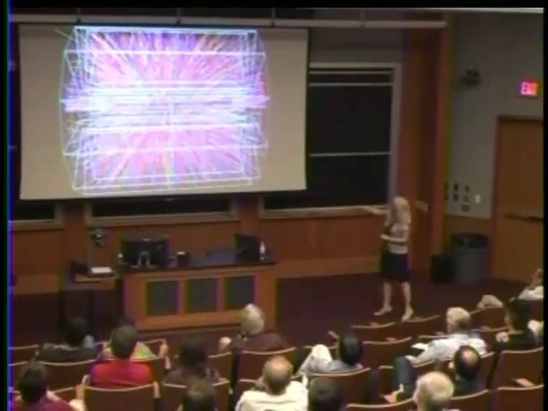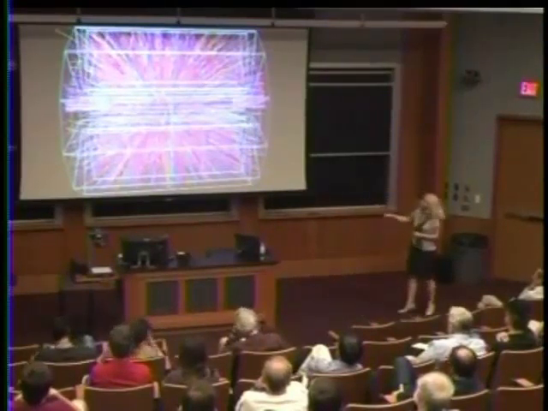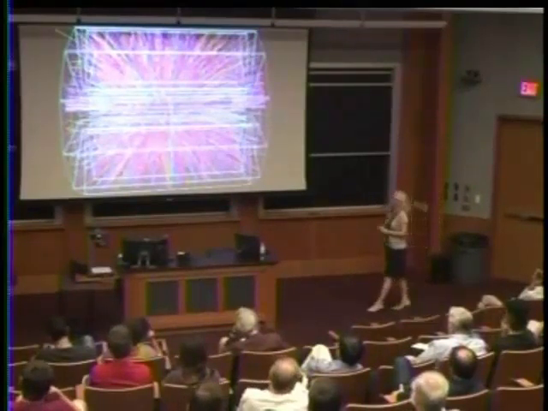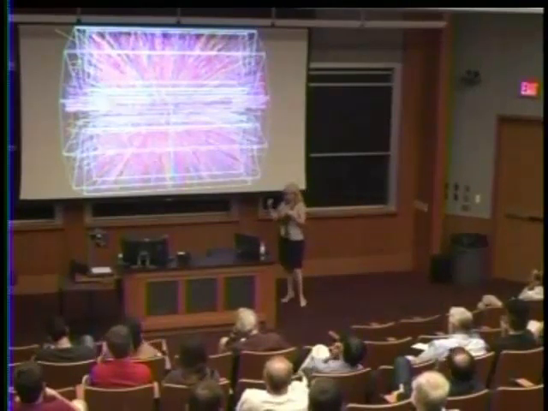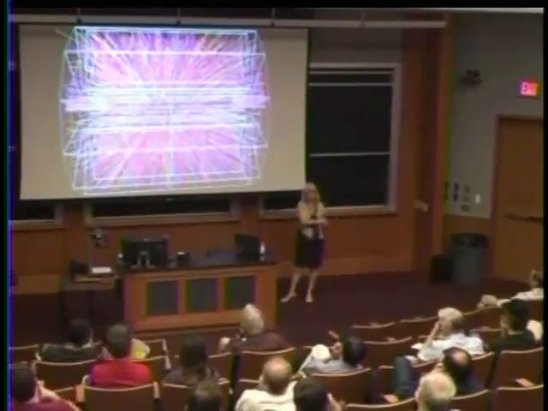This is a picture of the tracks after they come out of a collision. So this is the time projection chamber. The beams come in this direction, so the interaction point is somewhere there. And you can see thousands of tracks in our detector. This is a TPC. So the challenge for us is to understand these remnants, how that relates back to the quark-gluon plasma that was created.